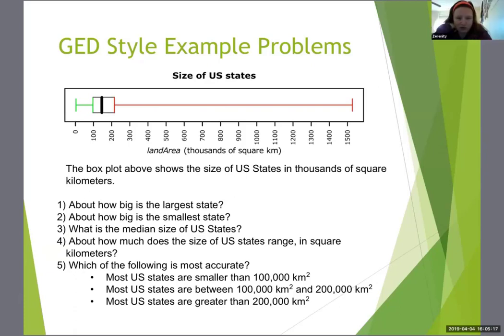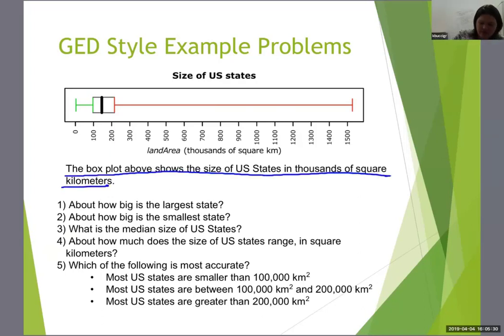It's showing size of U.S. states in thousands of square kilometers. Absolutely, and it looks like Serenity did well to read this little information here. It shows the size of U.S. states in thousands of square kilometers. So number 1 was not my problem. Number 1 was pretty simple. So let's go take a look. It says, number 1 says, about how big is the largest state?